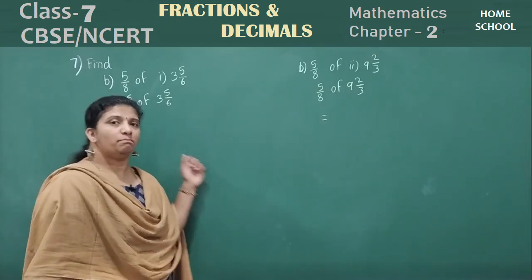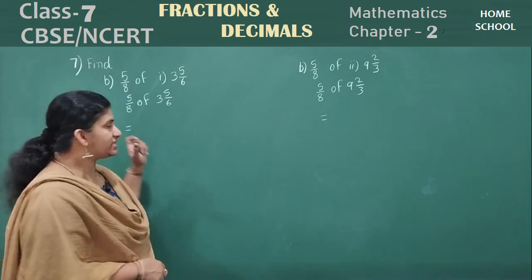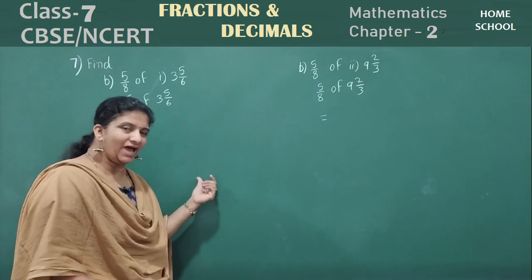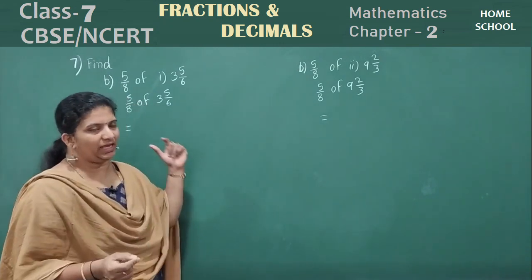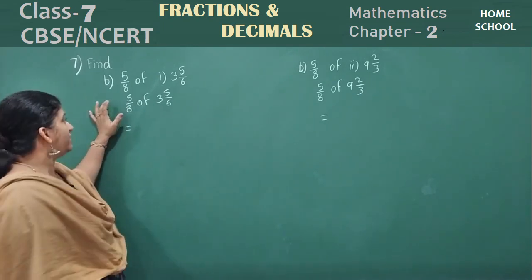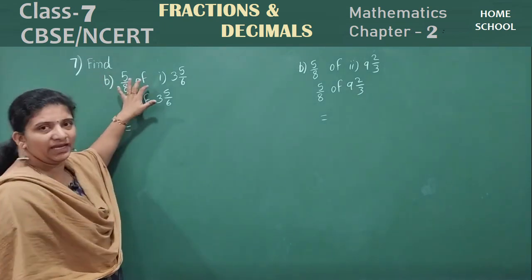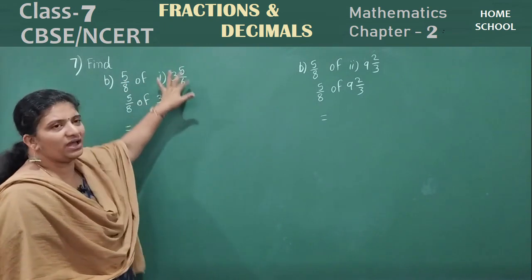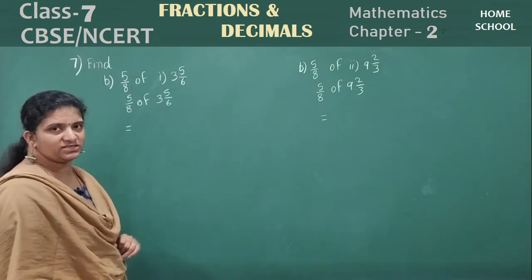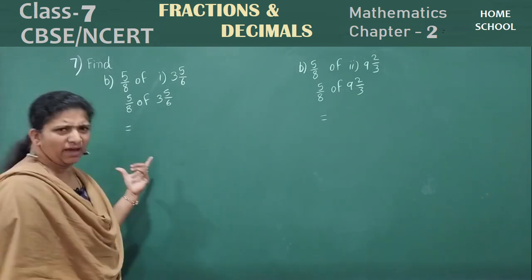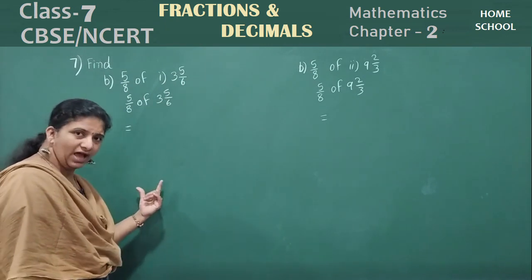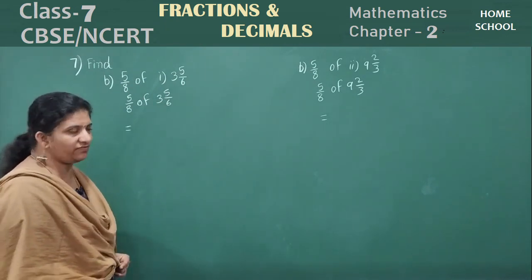7th question, part B sub-questions we are going to see here. Here also we have two sub-questions. Let me do one, afterwards you pause and solve the other, then you compare. So let's see the first one here: 5/8 of 3 5/6. How can you find it? Same manner. Convert this into an improper fraction, then multiply, then afterwards convert again into a mixed fraction.